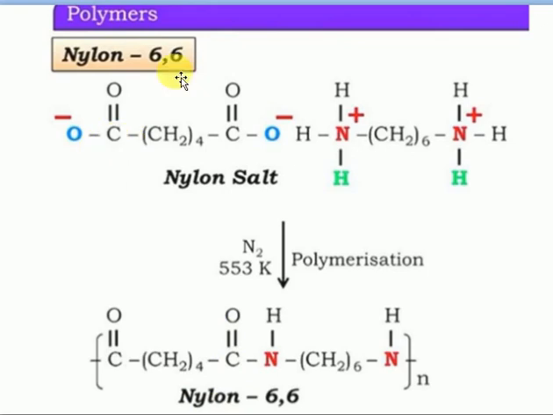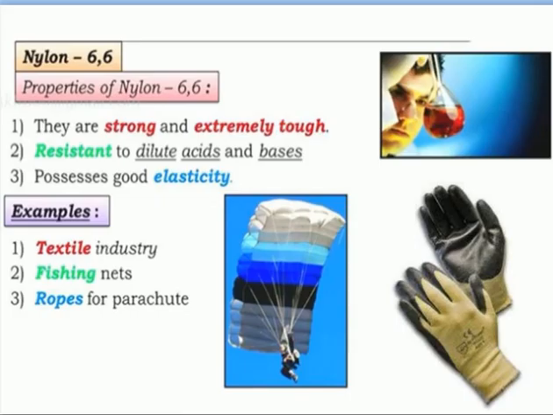Why a copolymer? Two different monomers are joined together, because heteropolymers are also possible. The next one is the properties of nylon 6,6. What are the properties of nylon 6,6 material? They are strong and extremely tough.